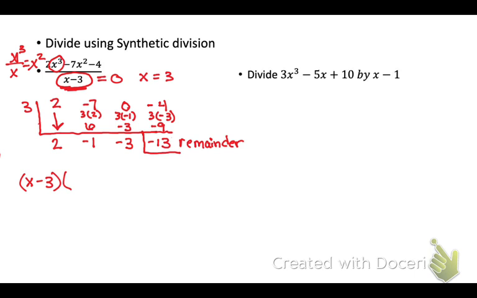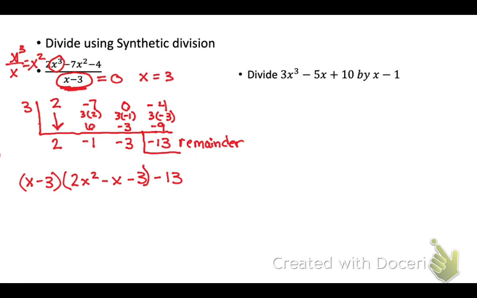Times 2x to the what? Second minus x minus 3 minus 13. What, Jane? That was so much simpler. That's not the answer. That's the answer. You subtract everyone. Okay, we're going to do it again. You guys have done one example. Open your brains.